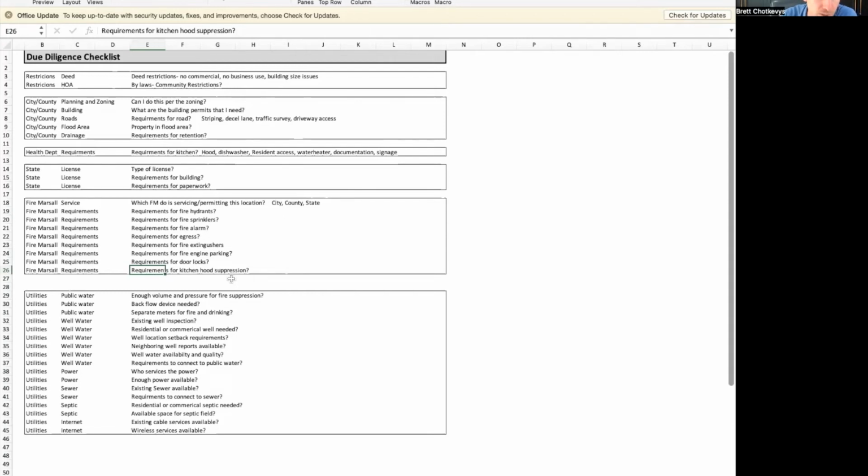And there are brands out there like Guardian where you can literally just drill into it and hook up a fire suppression system without going full commercial on those things. So what are the requirements there? Let's see. And then utilities.